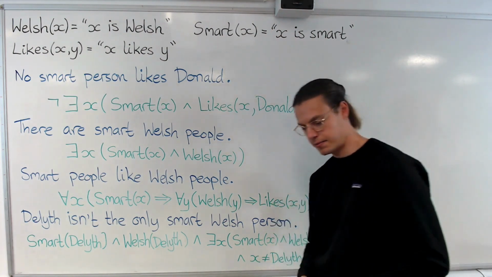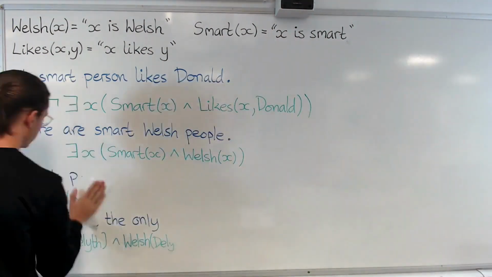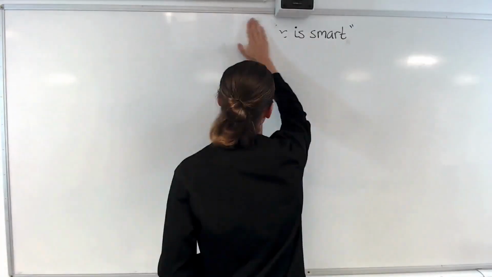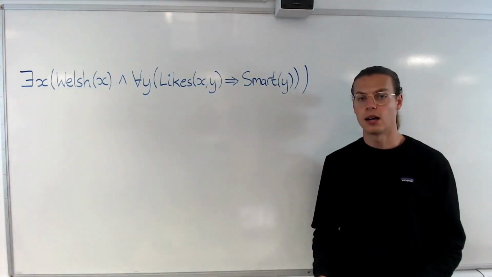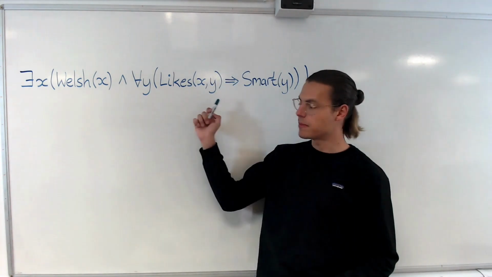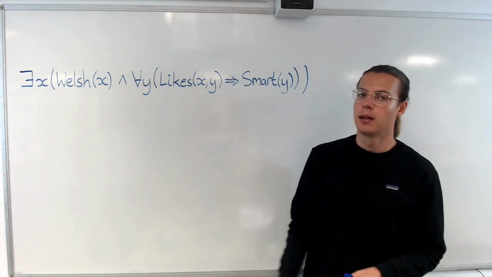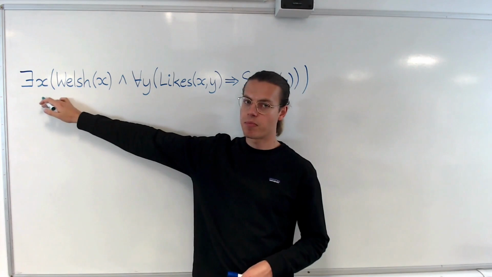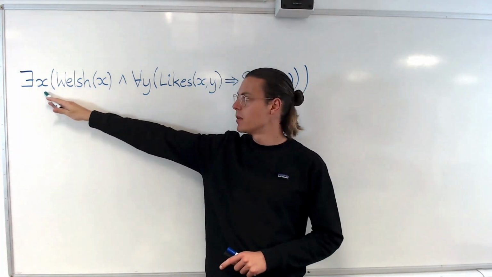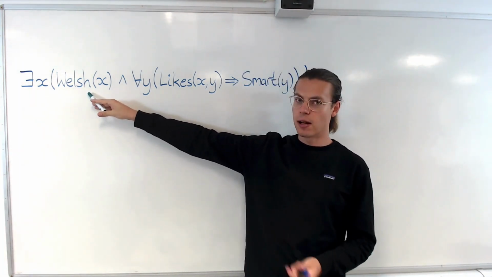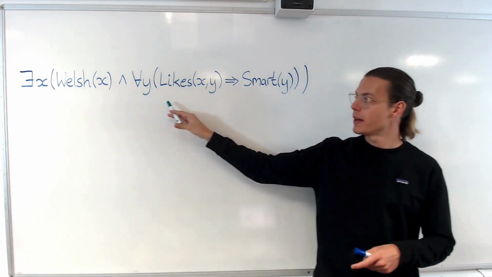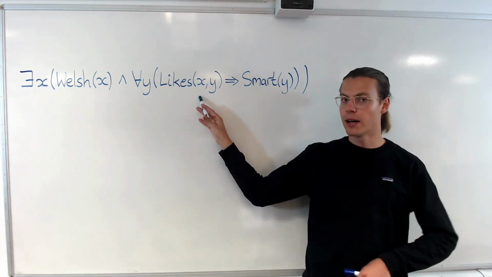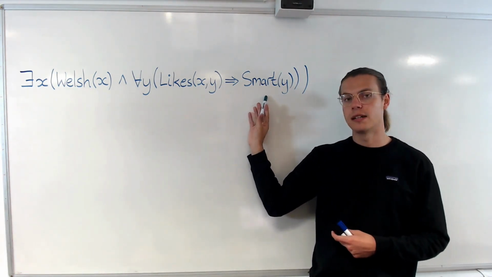Let's look at our next task. Our last task is to translate this statement into English. So let's read it. This says, there exists an X such that X is Welsh, and for all Y, if X likes Y, then Y is smart.